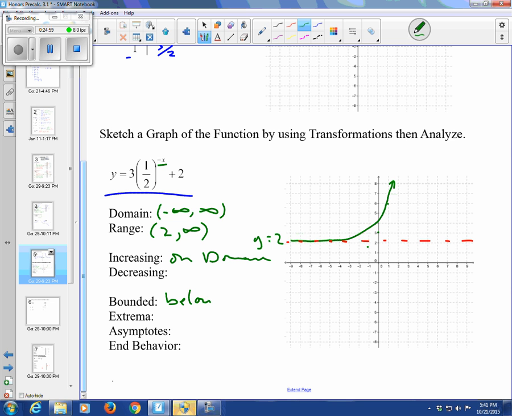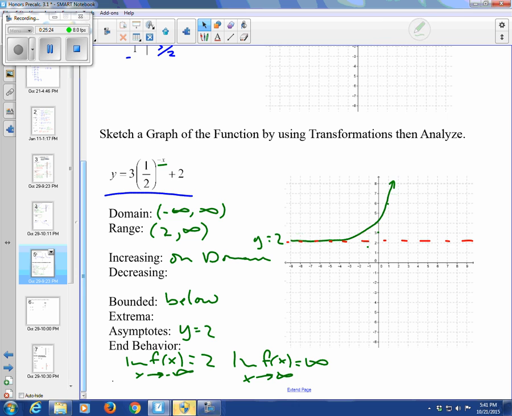Bounded below, right, by that horizontal asymptote. No extrema. We have the horizontal asymptote of y equals 2, and the end behavior is going to be a little bit different here. As x goes out to negative infinity, right, we now have that horizontal asymptote at 2, right, so we move that horizontal asymptote up 2, and right here we can say as x goes out to positive infinity, we're still seeing our function values go to positive infinity.